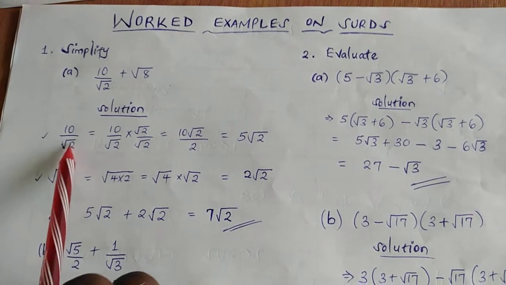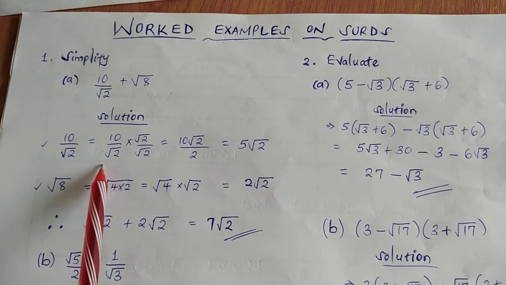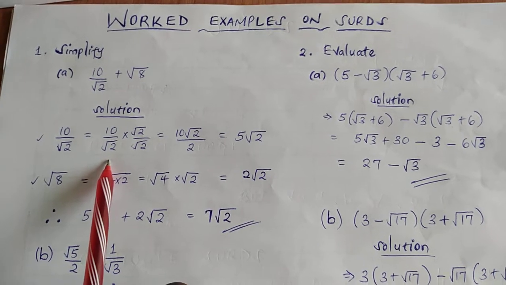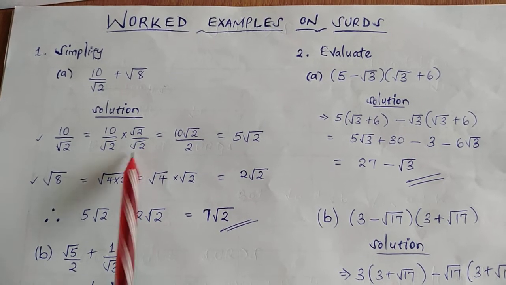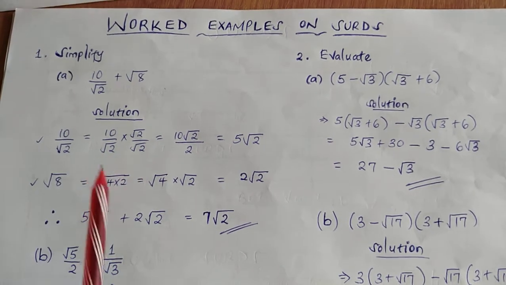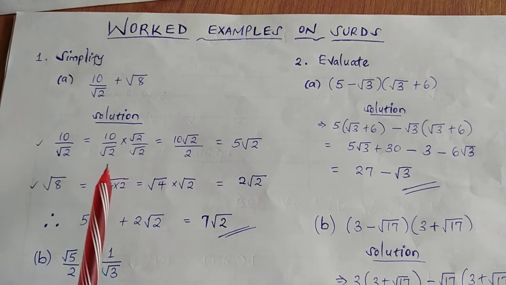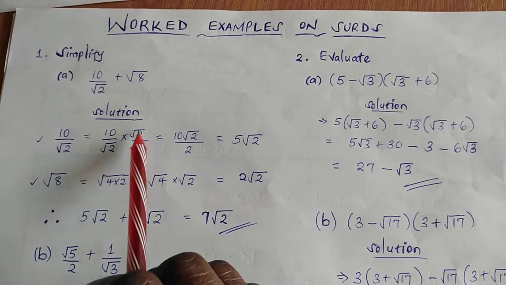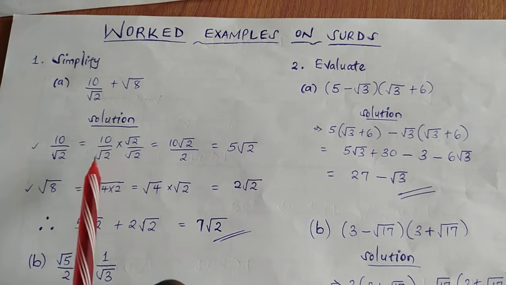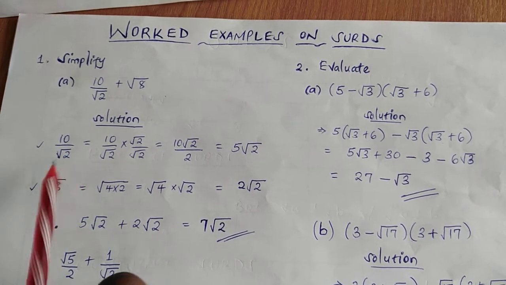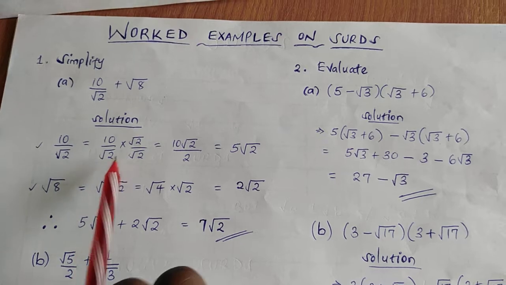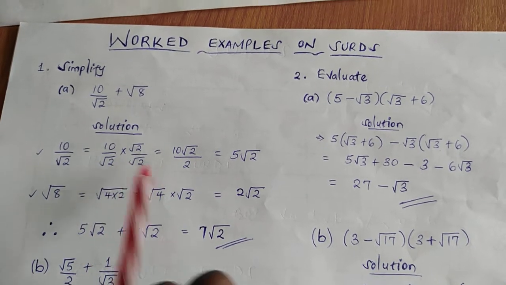That is, 10 over root 2 is equivalent to 10 over root 2 multiplied by root 2 over root 2. So that this one can cancel out so that you have 1, which means 10 over root 2 is just equal to 10 over root 2 multiplied by root 2 over root 2.